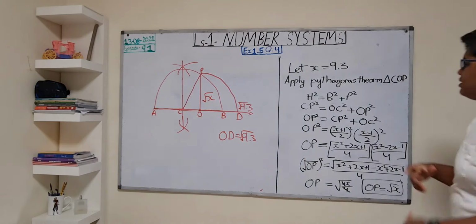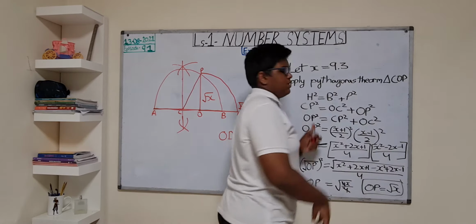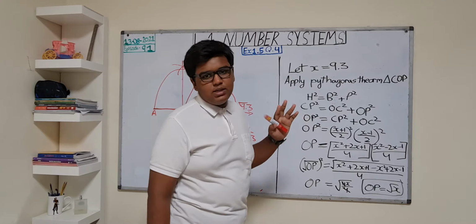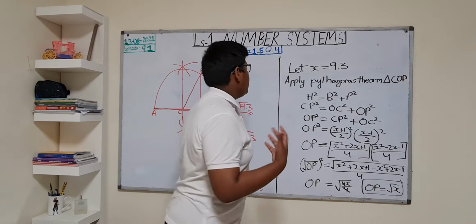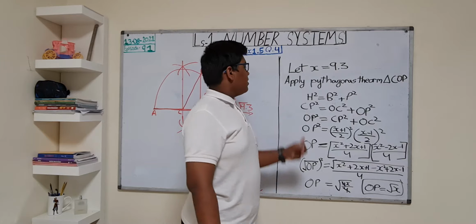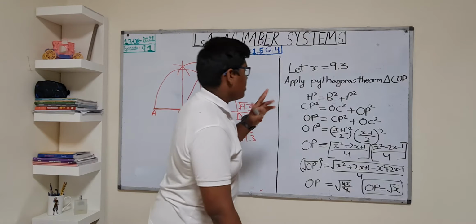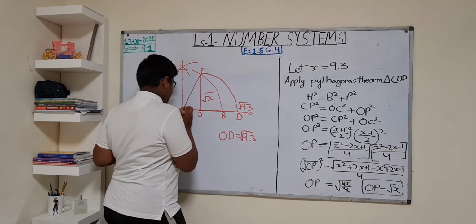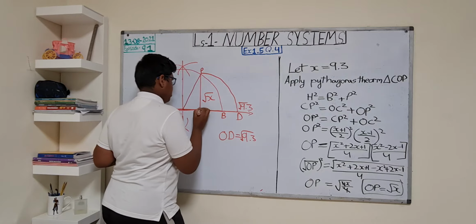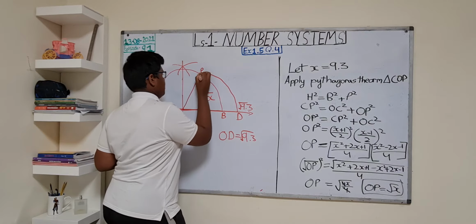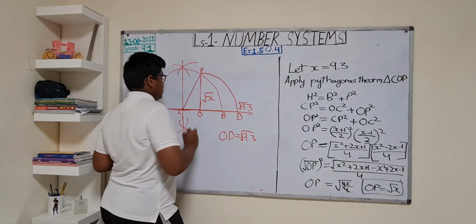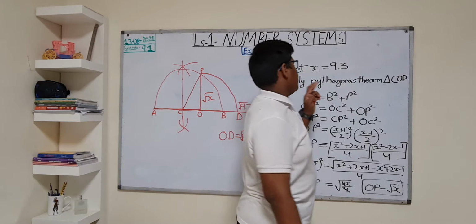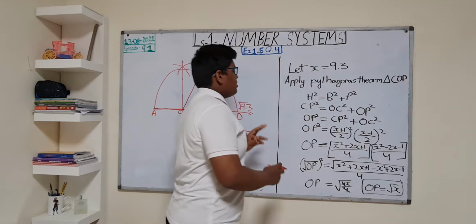So let x be equal to 9.3. If we take x as 9.3, then we can apply the Pythagoras theorem on triangle COP. Now what is triangle COP? It is formed by OP and PC, right? So this is forming a triangle. So apply the Pythagoras theorem on triangle COP.